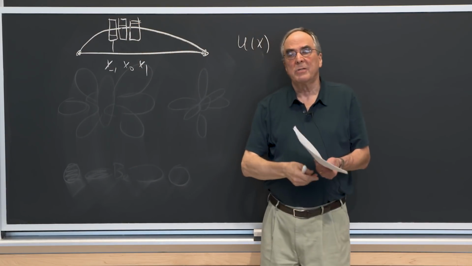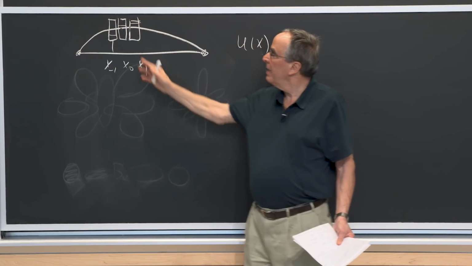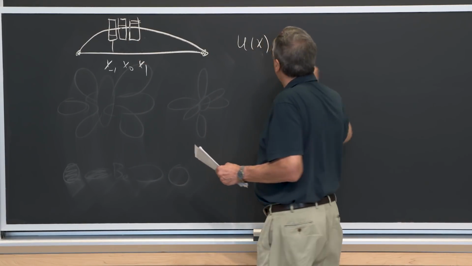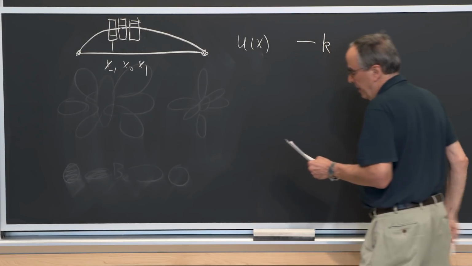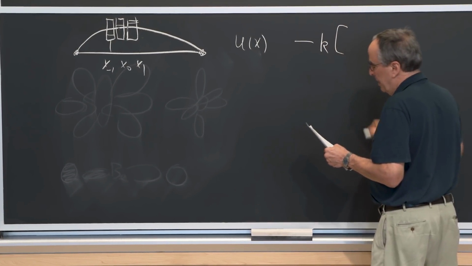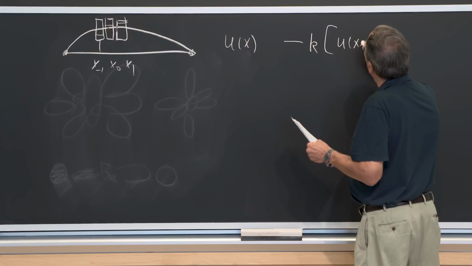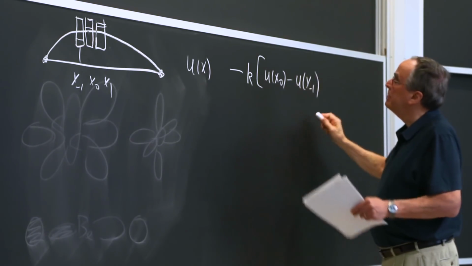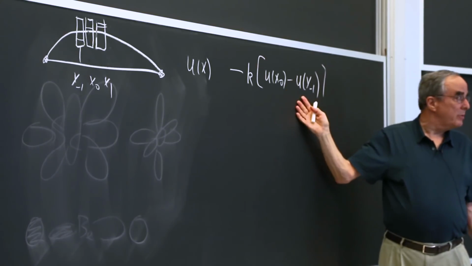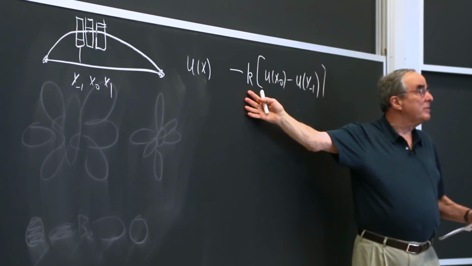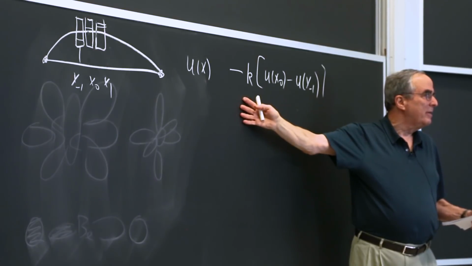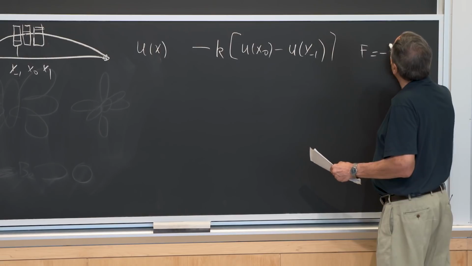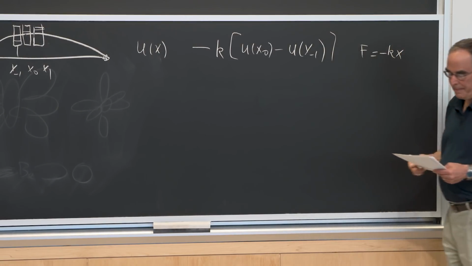So we want to know what is the force acting on each segment. And so we have the force constant times the displacement at x0 minus the displacement at x minus 1. So this is the difference between the displacements, and this is the force constant. We're talking about Hooke's law. Hooke's law is the force is equal to minus k times the displacement.